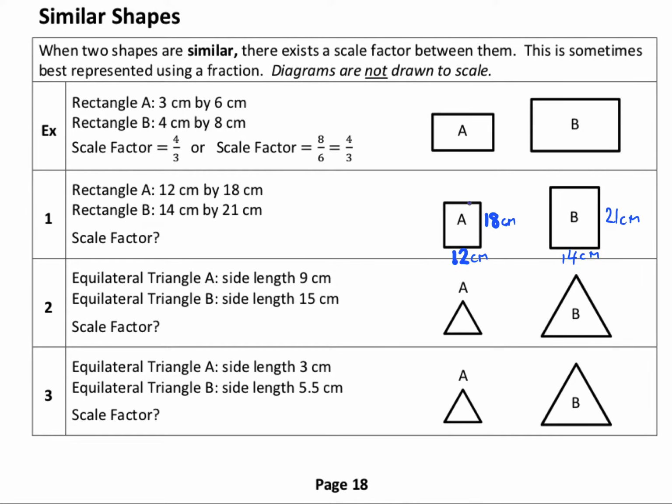Okay, so we need to find the scale factor between these two things. I've got two sides I could do it with. I could either do it with these or I could do it with these. Okay, so what do I times 12 by to get 14? If I want to know that, all I have to do is divide 14 by 12. So the scale factor is 14 divided by 12, or 14 over 12. And I'm just going to think about how I can simplify that fraction. I can divide both of them by 2, and that would give me 7 over 6. Okay, so the scale factor is 7/6.